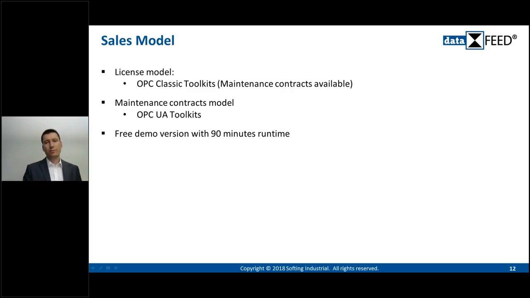So what is the sales model of our dataFEED SDKs? For the classic toolkit, we have a license model. So you buy a license from us, and additionally you can buy a maintenance contract so that you get future updates for free. But you have to purchase the maintenance contract additionally. If you are now looking at the OPC UA toolkits, they are only sold based on a maintenance contract. That means that the license is sold for €1, and the maintenance contract has to be also purchased, which will then run for 3 years, so that you will get updates for 3 years.